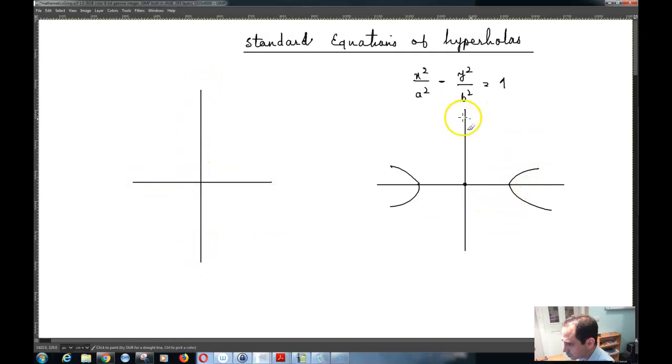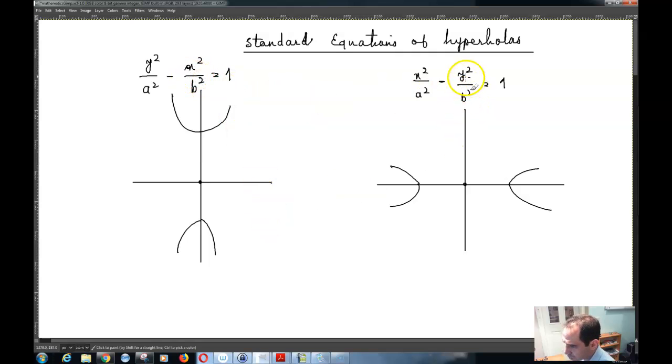And in the other case we had the hyperbola kind of rotated 90 degrees counterclockwise, and the transverse axis of the hyperbola was along the y-axis of the coordinate plane, and the center of the hyperbola was exactly the center of the coordinate system, in which case we got y squared by a squared minus x squared by b squared is equal to 1.